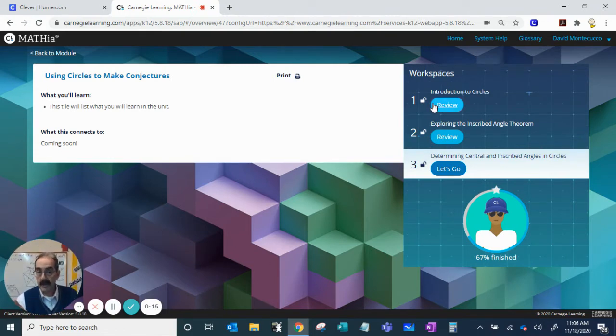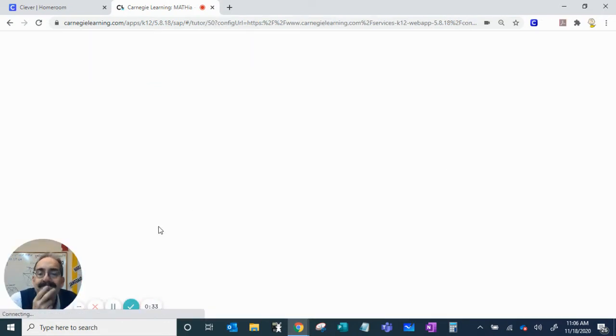Introduction to circles in the vocab, exploring the inscribed angle. So when the vertex was on the outside, so picture this circle, when it's on the outside, okay, that angle, that's inscribed. Now we're going to go into central and inscribed. Okay, here we go.